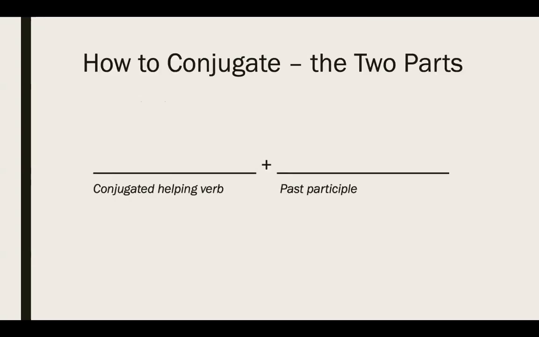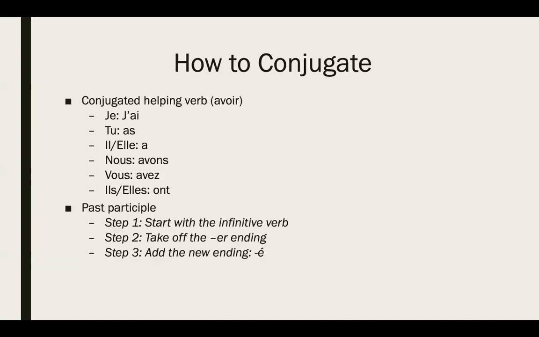So how to conjugate. There are two main parts to conjugate with the passé composé. The first part is going to be the conjugated helping verb, and in this case, we're going to be using just avoir. And then there's the past participle, which you will learn to conjugate, which is quite simple.